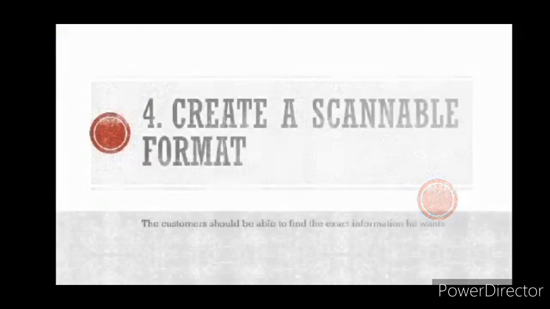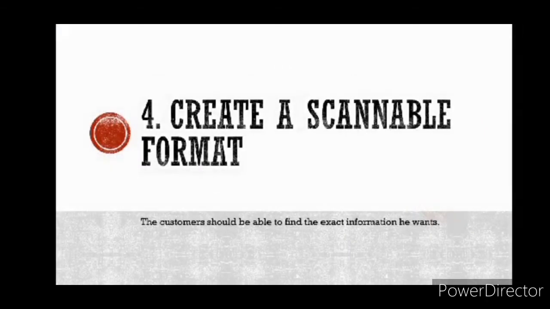Number 4, create a scannable format. People have a short attention span. We cannot deny the fact that some of us read only about 16% of what's on the page. Product descriptions need to capture that 16% in an effective way by making it scannable. The customer should be able to find the exact information he needs.